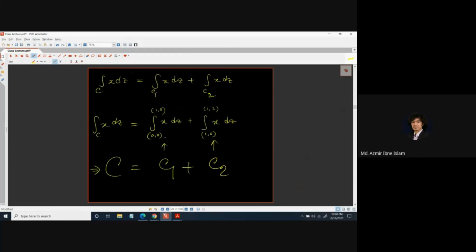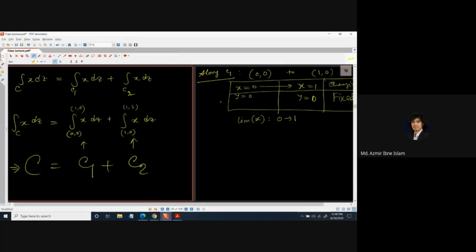So let's find C1 at first. So C1, you can see now, C1 equal to the integral from 0, 0 to 1, 0 of x dz.